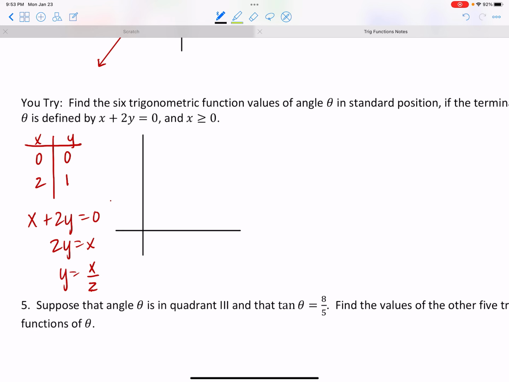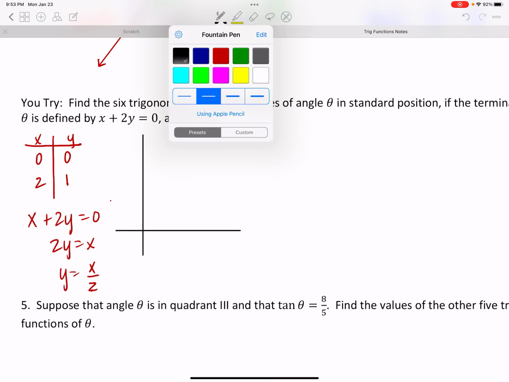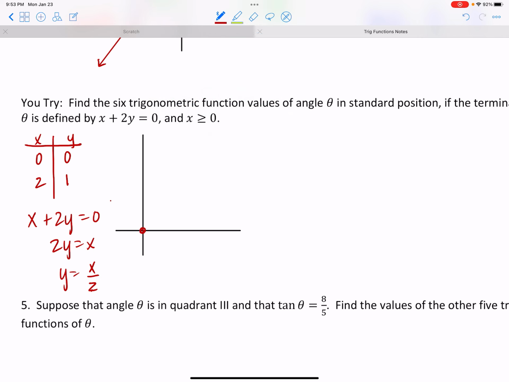So we got 0, 0, and then 2, 1. If you really want to make your tick marks, I don't generally do it just because, look, see, I made them, and then my point is way off. It's like my eyes don't work or something. Okay, so here is the triangle that we can create from this picture.